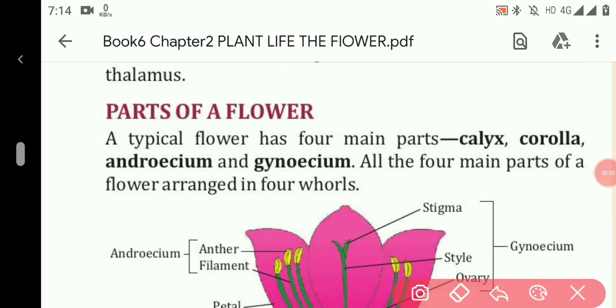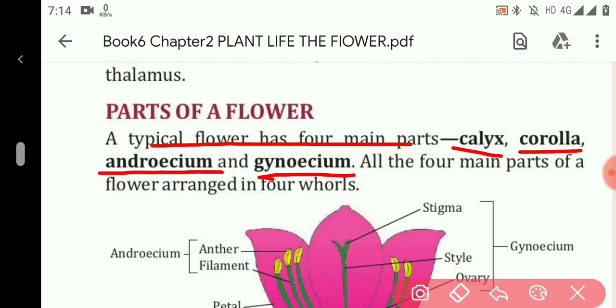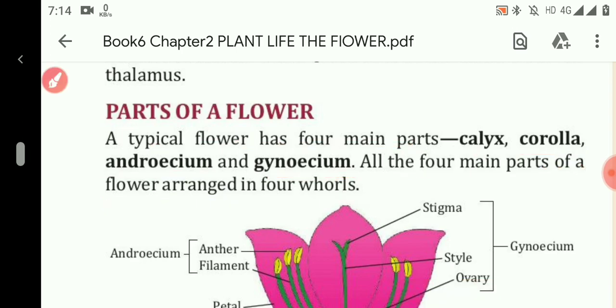A typical flower has four main parts. First, calyx; second, corolla; third, androecium; fourth, gynoecium. All the four main parts of a flower are arranged in four whorls, as you can see in the diagram here.